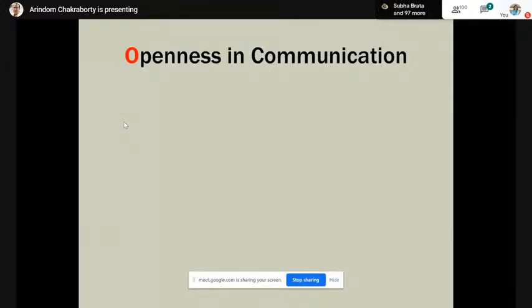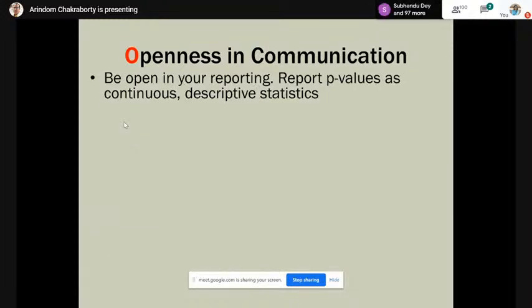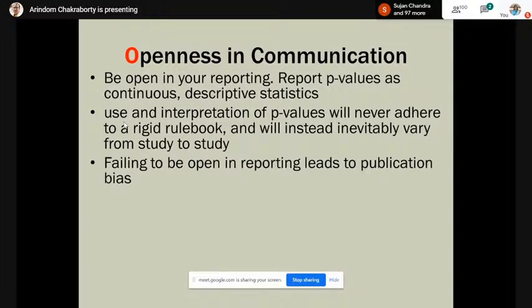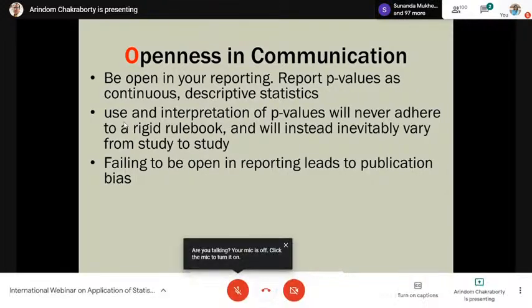And this is the most important part, that openness is in communication, and that is where we are facing a problem. Be open in your reporting. Report p-values as continuous descriptive statistics. But what happens whenever we submit a paper to a journal, we try to hide. We don't give everything that we got. So that's the problem with openness in communication. Use and interpretation of p-values will never adhere to a rigid rulebook, and will instead inevitably vary from study to study. Failing to be open in reporting leads to what is known as publication bias.